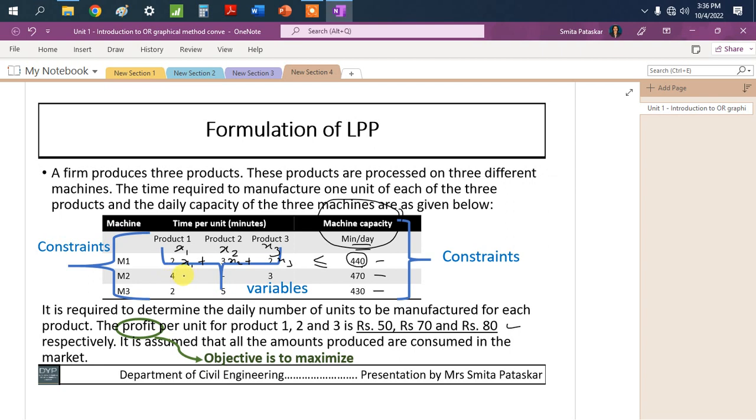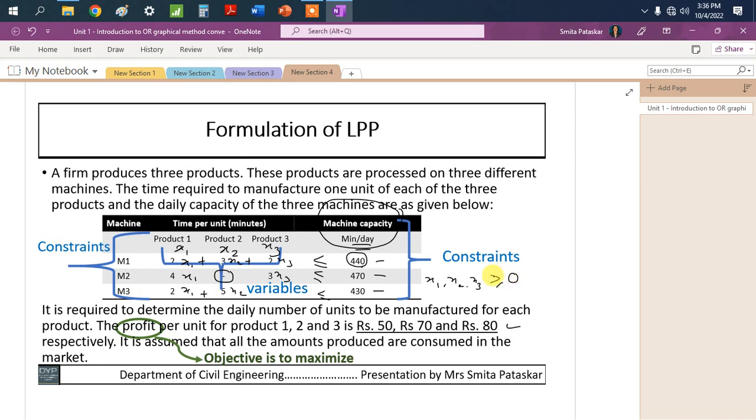Similarly for m2 it will be 4x1. There is no product 2 for m2, so it is 0, it doesn't come into the picture, and for product 3 it is 3x3. Again, as the capacity is given, it is less than or equal to. Same as for the third one, m3, it will be 2x1 plus 5x2, which should be less than or equal to 430. Now x1, x2 and x3 have to be greater than or equal to 0, because these are the numbers of manufactured units.